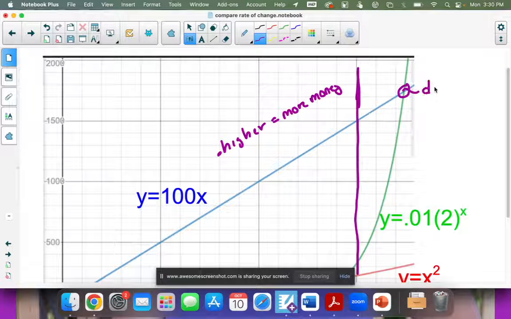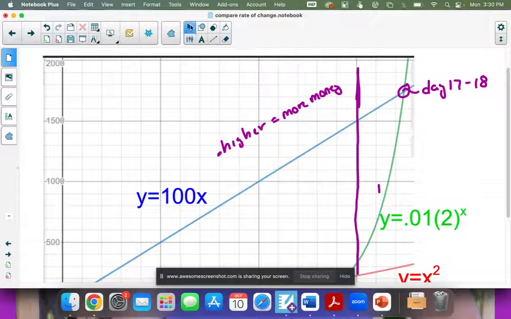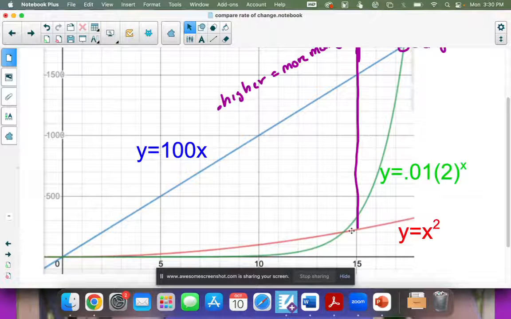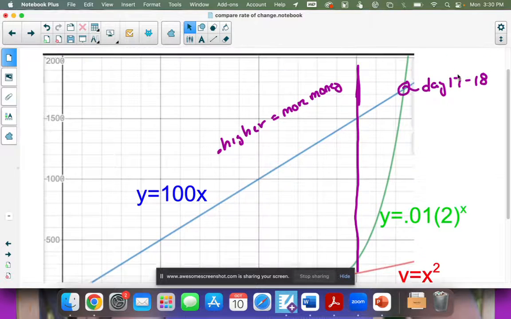So we'll say between day 17 to day 18, the exponential is actually going to make you more money. Now, if you take a look at the red one, it is eventually going to curve up, right? It is quadratic. That is what it's going to do, but it's going to take a lot longer for the quadratic to catch up with the linear that you have.